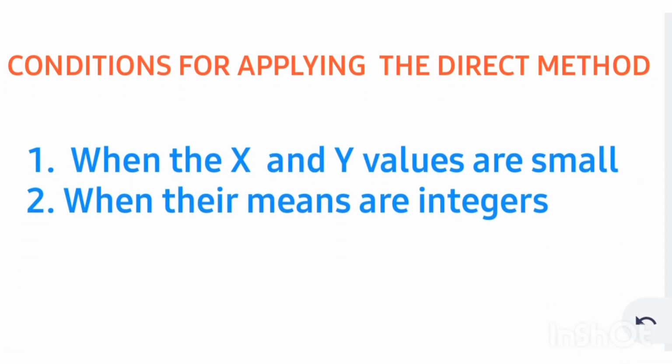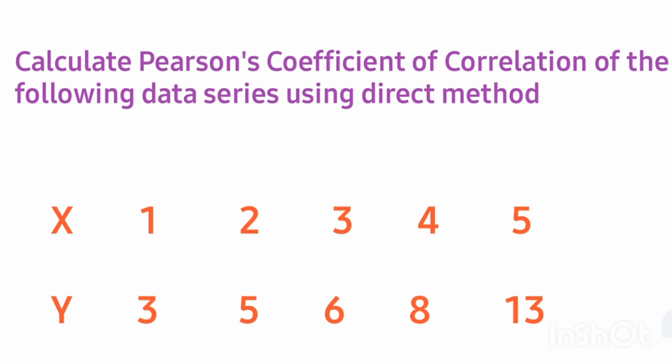Alright, with this said, we're going to concentrate on the direct method of calculating the coefficient of correlation, right? And there are conditions for applying the direct method. The conditions are: one, when the x and y values are small, we apply the direct method. And also when their means are integers. This simply means when the means of x and y are whole numbers. So let's take a look at the question we have on the board.